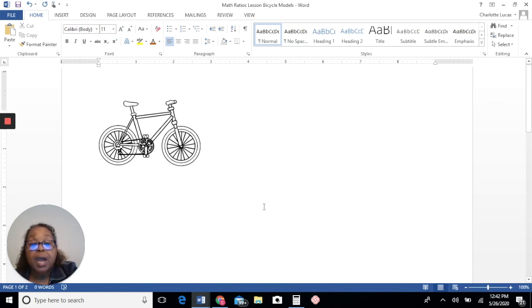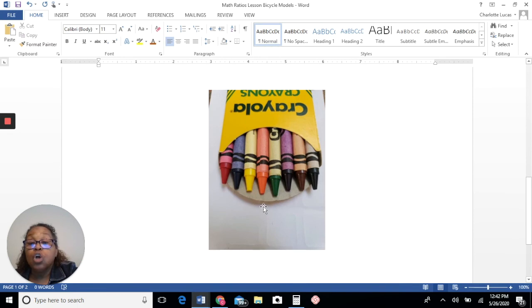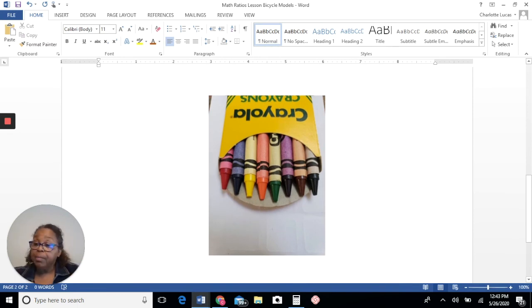If we're thinking about part to total, we think about a box of crayons. There are 8 pieces of crayon in the box, and only 1 of them is red. That's 1 to 8. The total is 8, but only 1 is red. Part to part to total. Maybe we'll talk about that again. Maybe we can find some other illustrations and try and do this again.